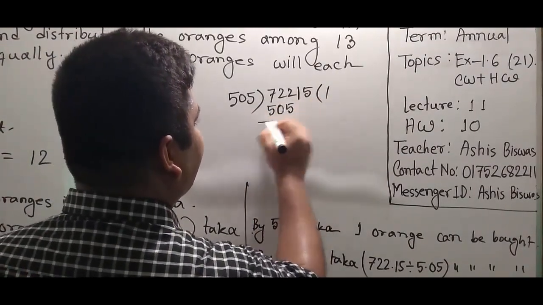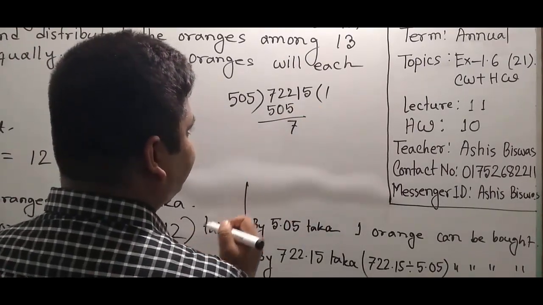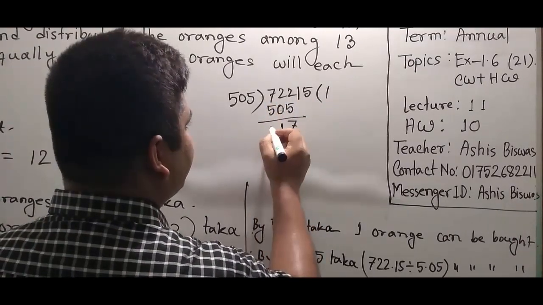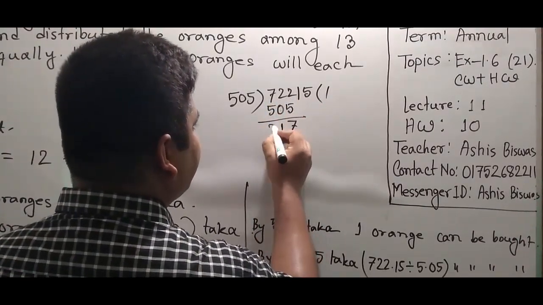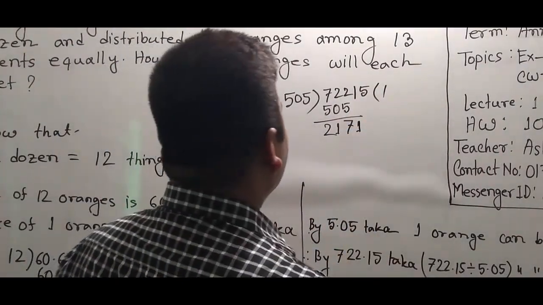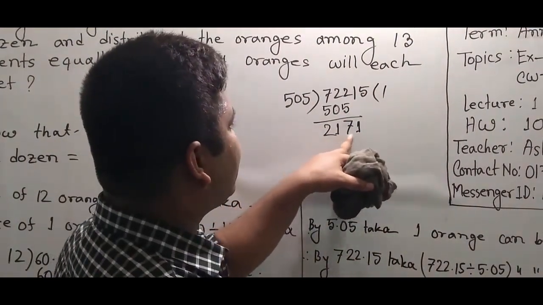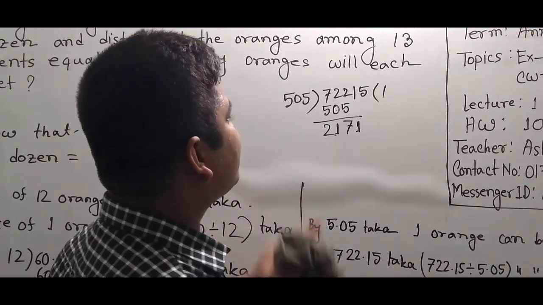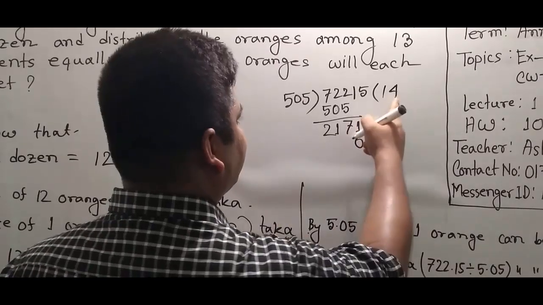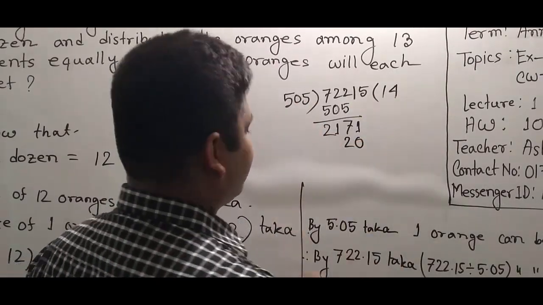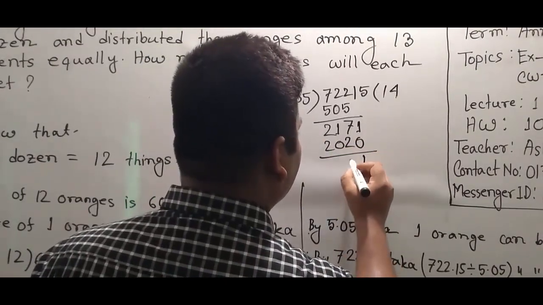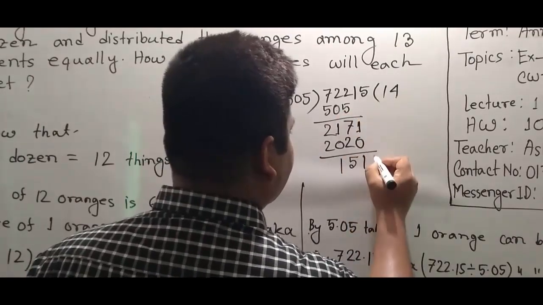That means 505. If we subtract, then we get 7 and 1, it will be 1. Then if we subtract 5 from 7, we get 2. I hope you have understood. Now this 1 is here. Now in 2171, how many times does 505 go? 4 times. 4 fives are 20, carrying 2. 4 zeros are 0 and 2 is 2, and 4 fives are 20. If I subtract, then we get 1, 5 and 1, and this 5 is placed here.